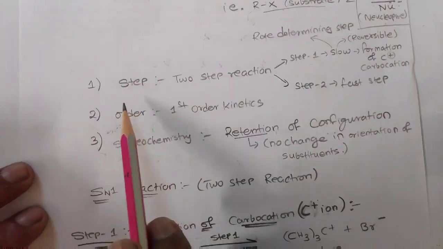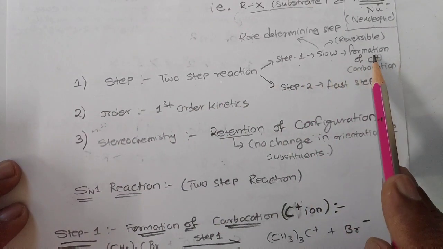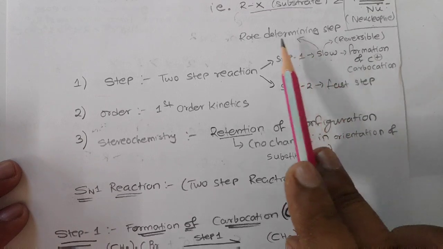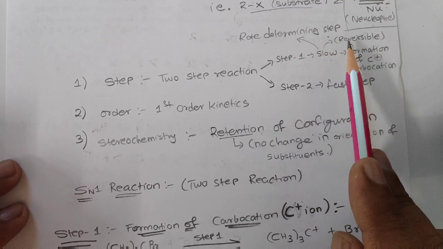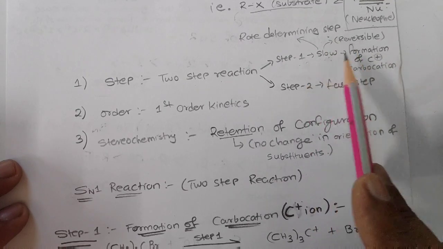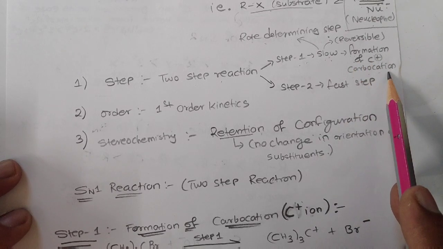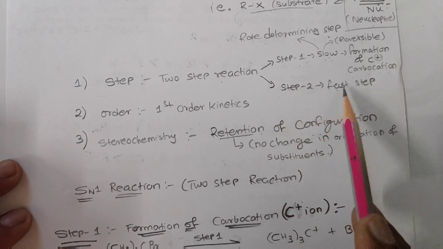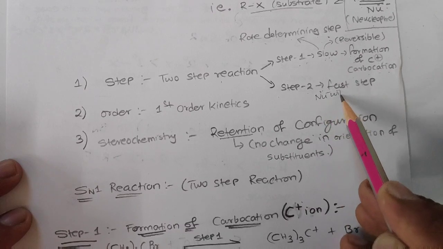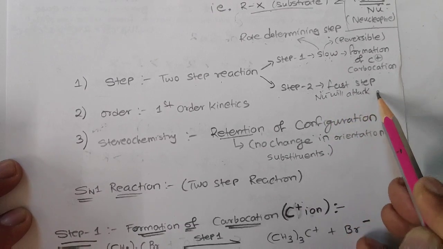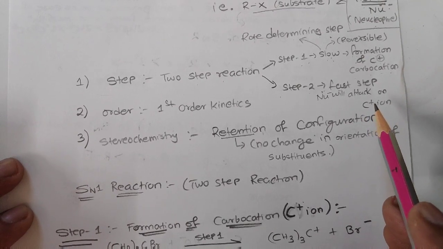Now it is a two-step reaction. Step 1 is slow, and the slow step is the rate determining step, which means you can determine the speed of the reaction from it. The first step is reversible and also slow. In this step there is formation of a C+ ion, that is, a carbocation. Step 2 is fast, in which the nucleophile attacks the C+ ion, the carbocation. This is step number 2.